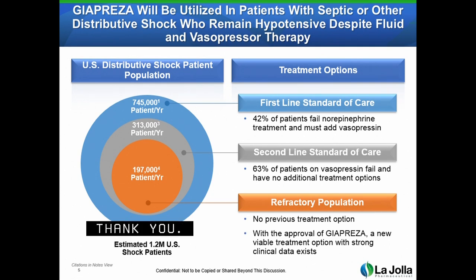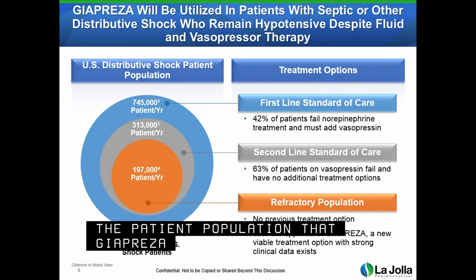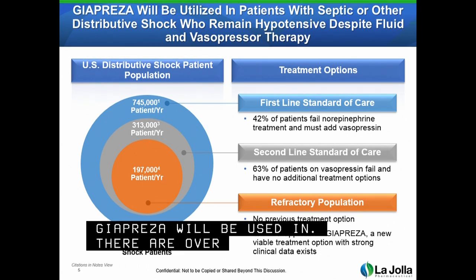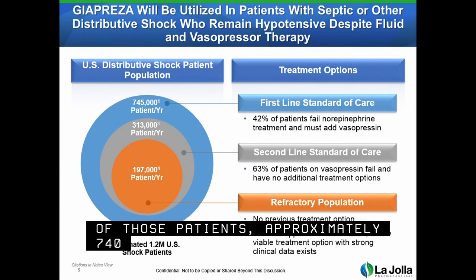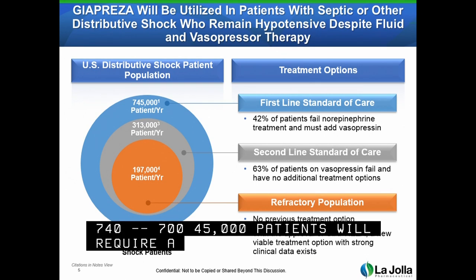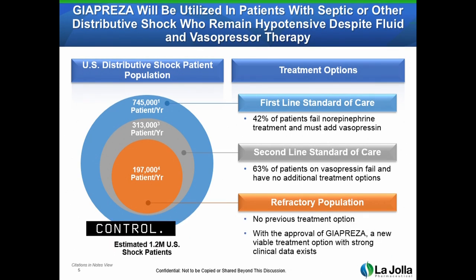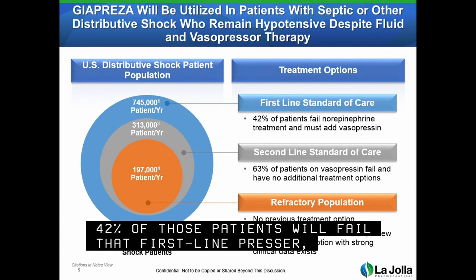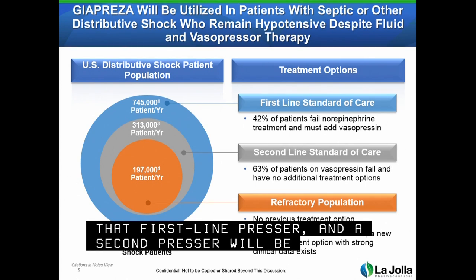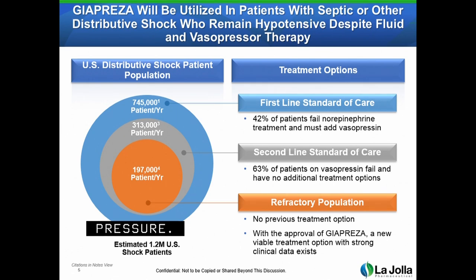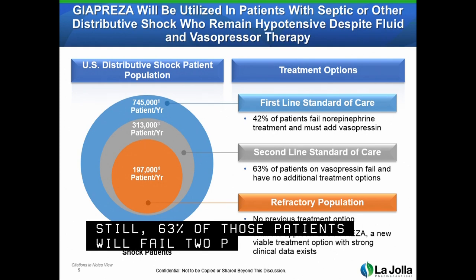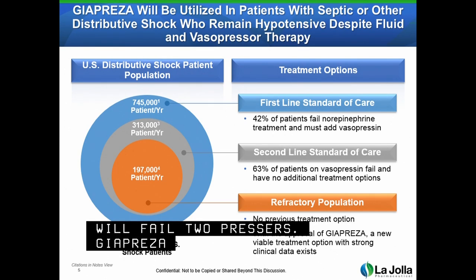It's important to understand the patient population that GIAPREZA will be used in. There are over 1 million estimated cases of shock in the U.S. per year. Of those patients, approximately 45,000 will require a first-line vasopressor such as norepinephrine to be added for blood pressure control. And then 42% of those patients will fail that first-line vasopressor, and a second vasopressor, such as vasopressin, will be needed in order to try to maintain blood pressure. And still, 63% of those patients will fail two standard-of-care vasopressors. GIAPREZA now is a new viable treatment option for those patients, and strong clinical data does exist.